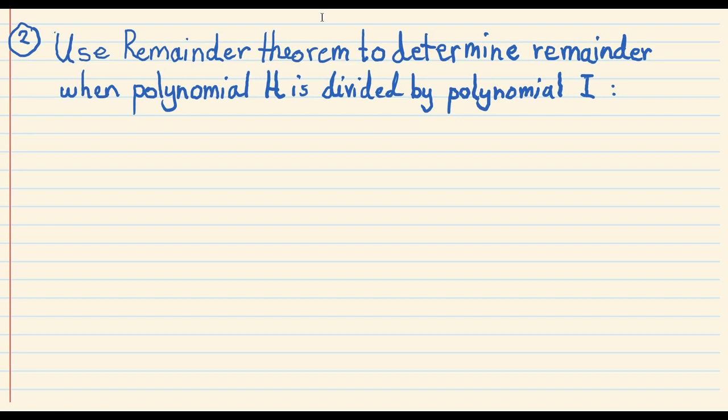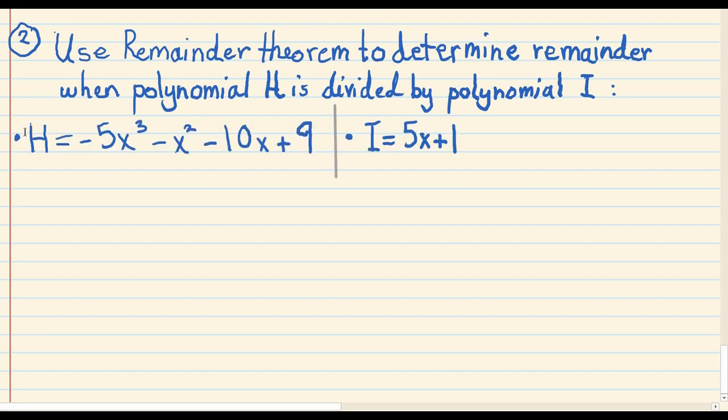Let's look at a second example. The question states: use the remainder theorem to determine the remainder when polynomial h is divided by polynomial i. Polynomials h and i are as follows. So polynomial h is a cubic polynomial similar to the ones we've been looking at so far, and polynomial i is a simple linear polynomial.